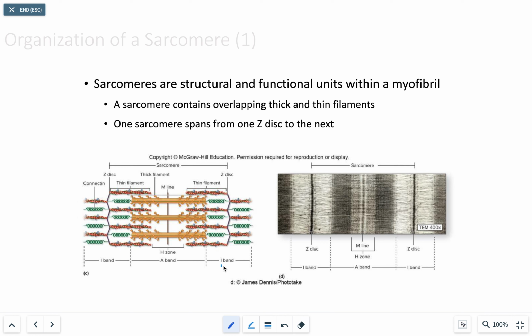The next area we'll focus on is the I band. The I band contains only thin filaments. So we can see here we have a thin filament, and on the other side we have a thin filament. In this region, we're only going to see the thin filaments. It extends from the A band of one sarcomere to the A band of another sarcomere. As mentioned in the previous slide, the M line is important because it helps stabilize the position of the thick filaments.